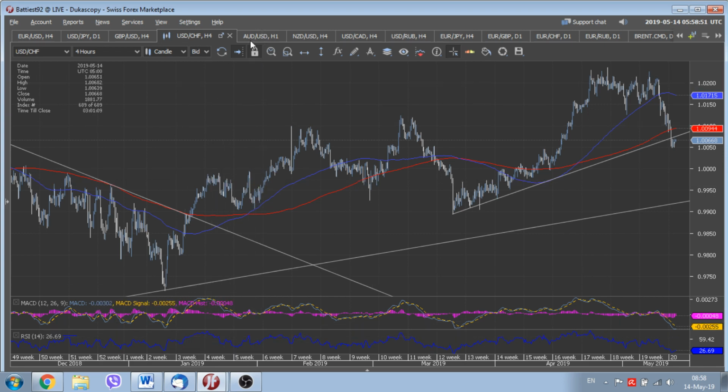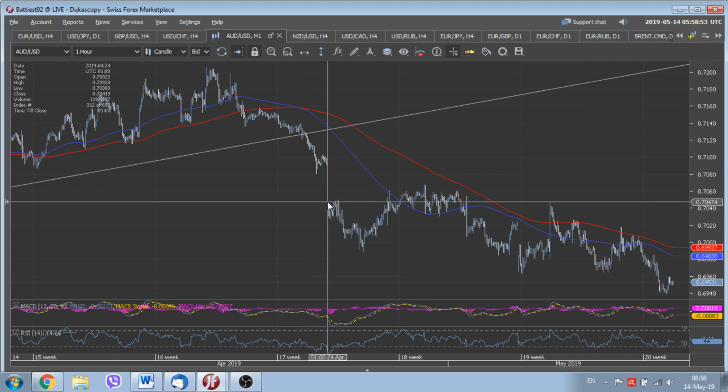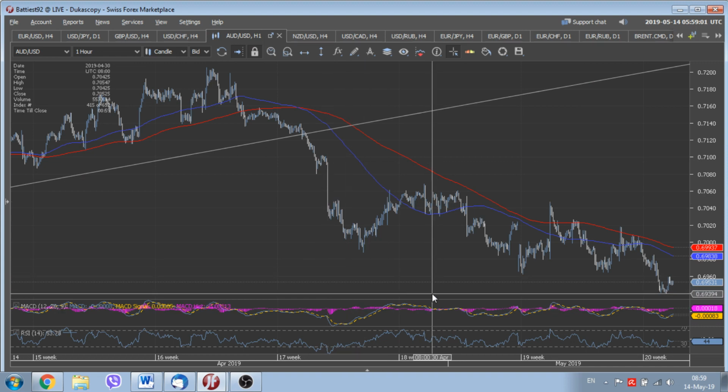Let's see how the situation evolves regarding the commodity block of currencies, where the Australian dollar is probably the most sensitive currency to any kind of news regarding the trading negotiation process between the United States and China. And that's why, because of the worsening situation regarding the future trade relations between the two economic superpowers, the Australian dollar is looking so weak at the moment.